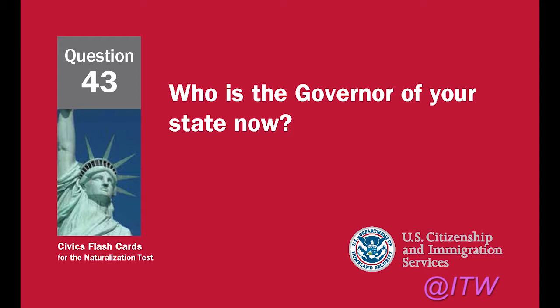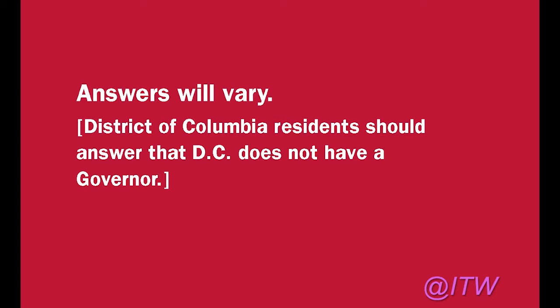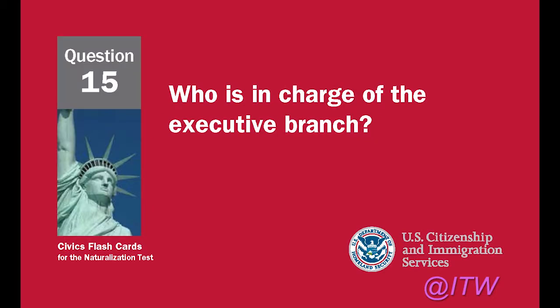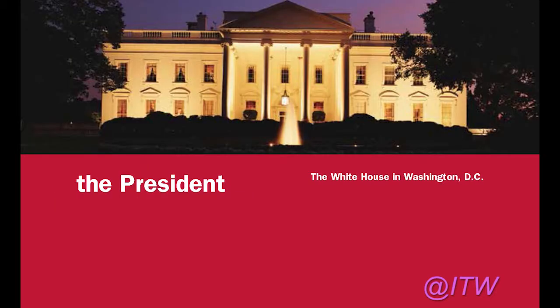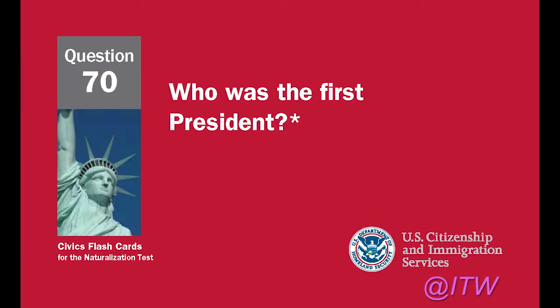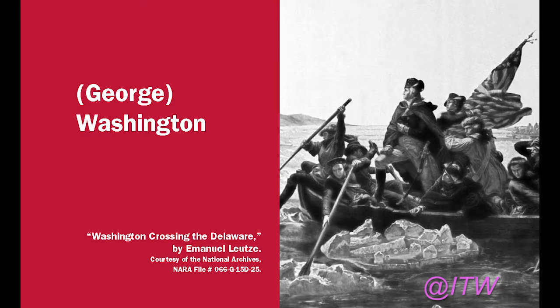Who is the governor of your state now? Answers will vary. District of Columbia residents should answer that D.C. does not have a governor. Who is in charge of the executive branch? The President. Who was the first president? George Washington.